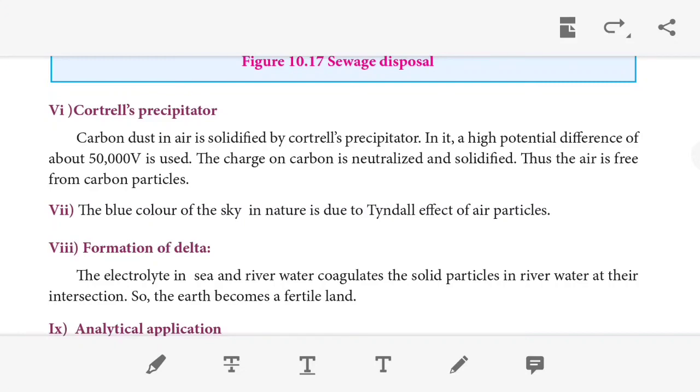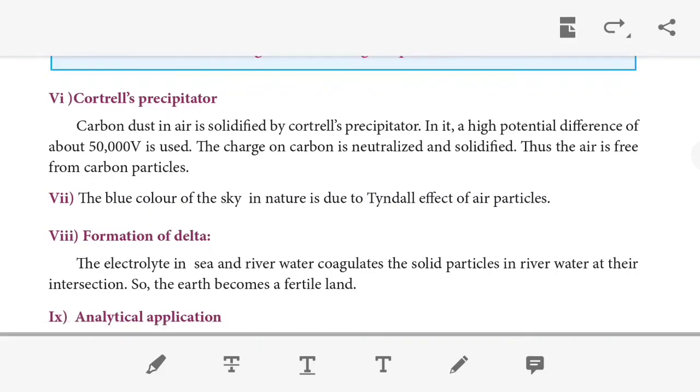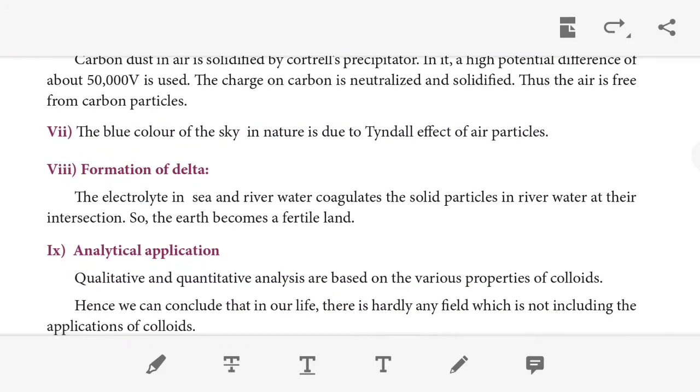Then optical properties, which we discussed previously. The blue color of the sky is due to the Tyndall effect of the air particles. Then formation of the delta. The electrolytes in sea water coagulate the solid particles in the river water. At the intersection, the earth becomes fertile land.